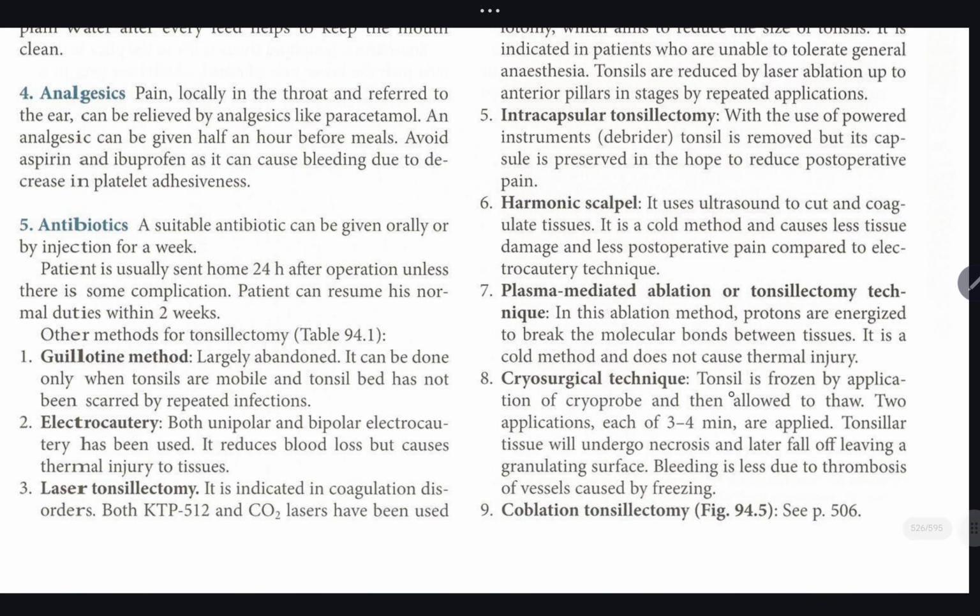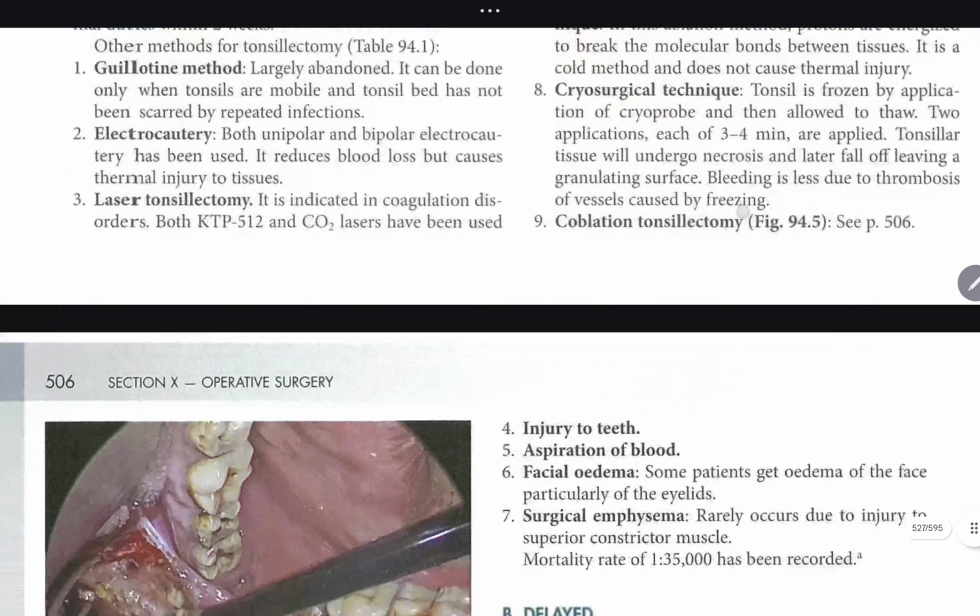8. Cryosurgical technique. Tonsil is frozen by application of cryoprobe and then allowed to thaw. 2 applications, each of 3 to 4 minutes, are applied. Tonsillar tissue will undergo necrosis and later fall off, leaving a granulating surface. Bleeding is less due to thrombosis of vessels caused by freezing. 9. Coblation tonsillectomy.